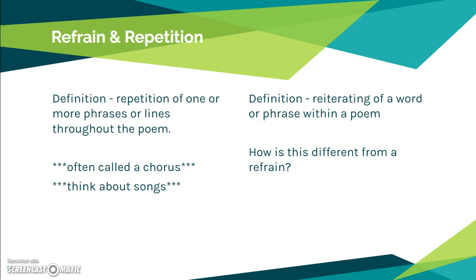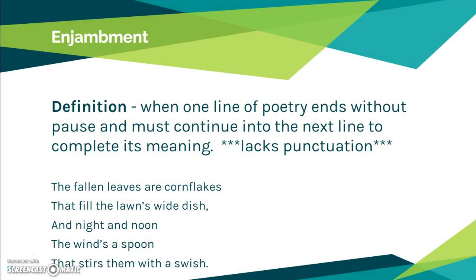Now, looking at this, how is this different from a refrain? A refrain is the repetition of one or more phrases or lines throughout the poem. Repetition is usually only happening once or twice. So when we go back to like Humpty Dumpty being repeated twice or Double Double being repeated twice, that's not a refrain. It's just a repetition. Refrain is usually 2 or 3 lines or an entire line that's being repeated, not just 1 or 2 words or phrases.